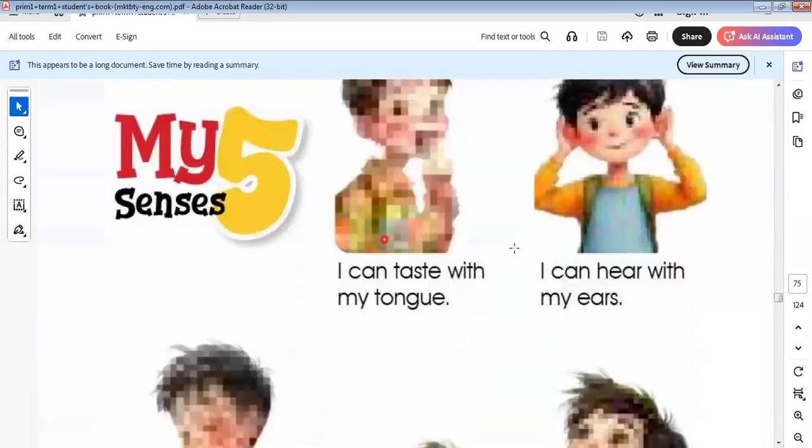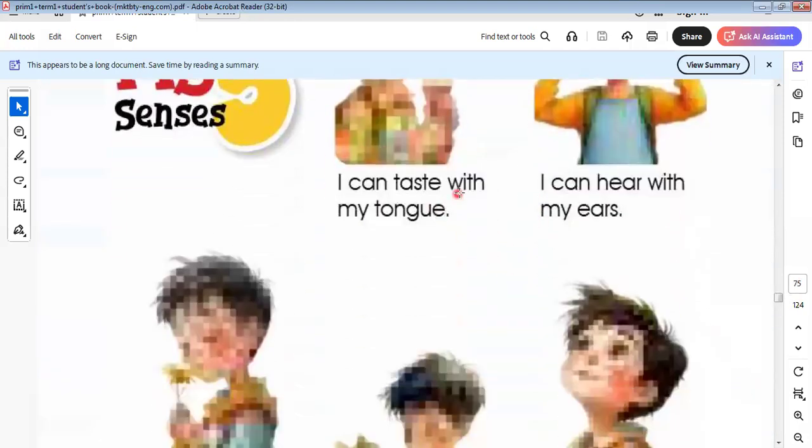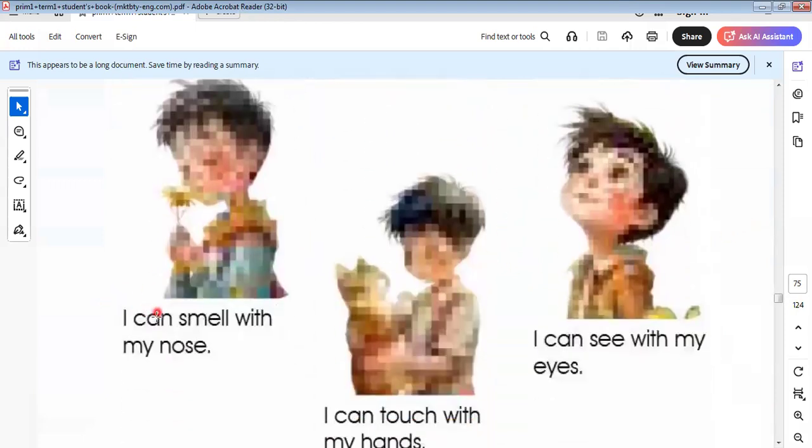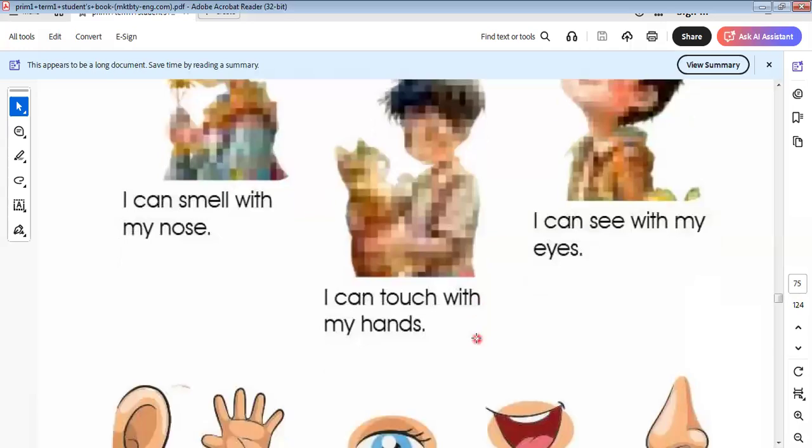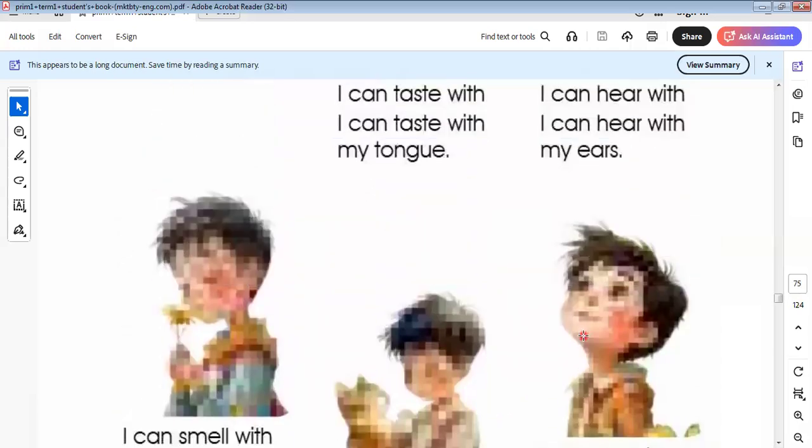Let's continue the rest of the lesson. I can taste with my tongue. I can hear with my ears. I can smell with my nose. I can touch with my hands. I can see with my eyes.